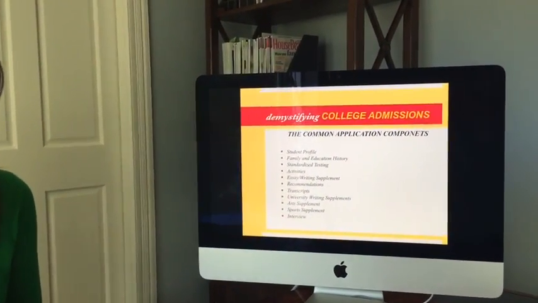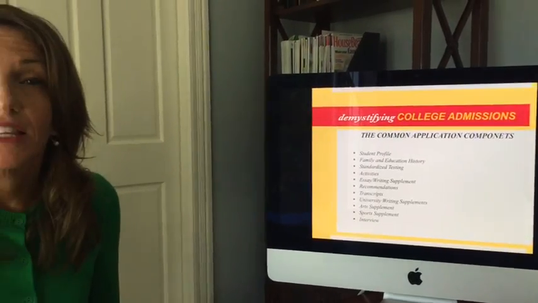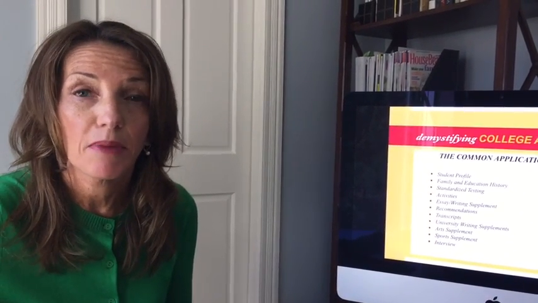The next section of the application includes recommendations. These come from teachers, preferably teachers that your students have had junior or senior year. They are submitted independently by the teacher electronically to the colleges. Transcripts come from the guidance department, which will cover your students' grades from freshman year through senior year in high school.